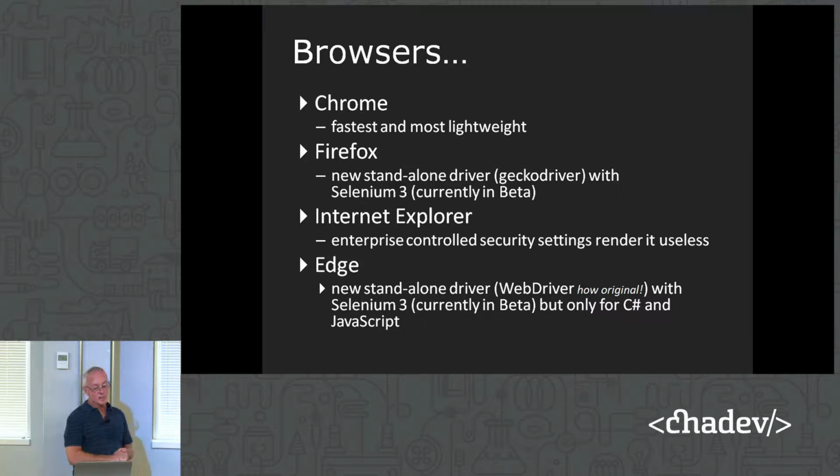So when you start testing with browsers and you specify the browser, Chrome is the fastest and the most lightweight. However, Selenium was originally created with Firefox. At the time, Firefox was the open source browser. Chrome wasn't even around in 2004. It came out later. So a lot of the Chrome functionality, Firefox functionality was actually built into Selenium.